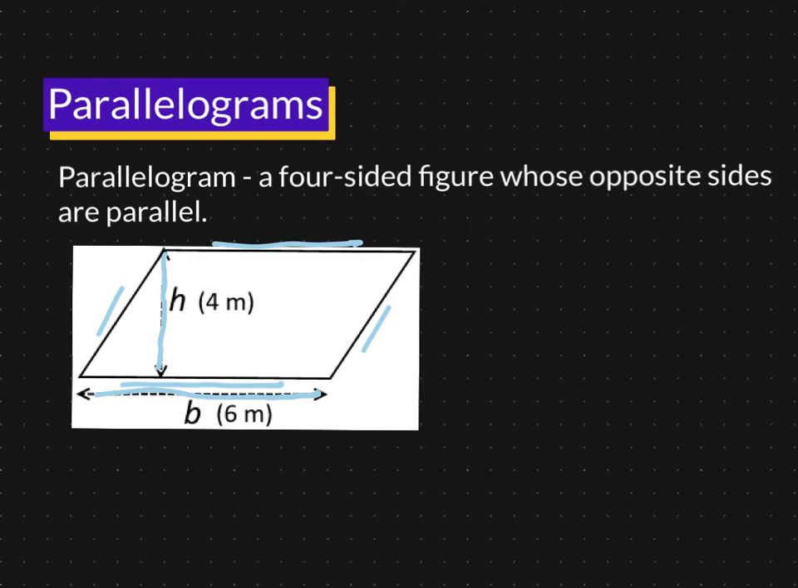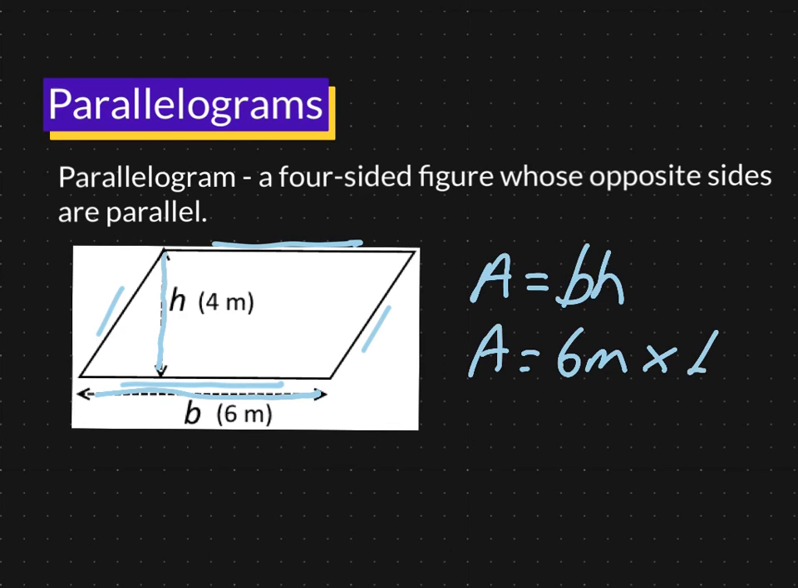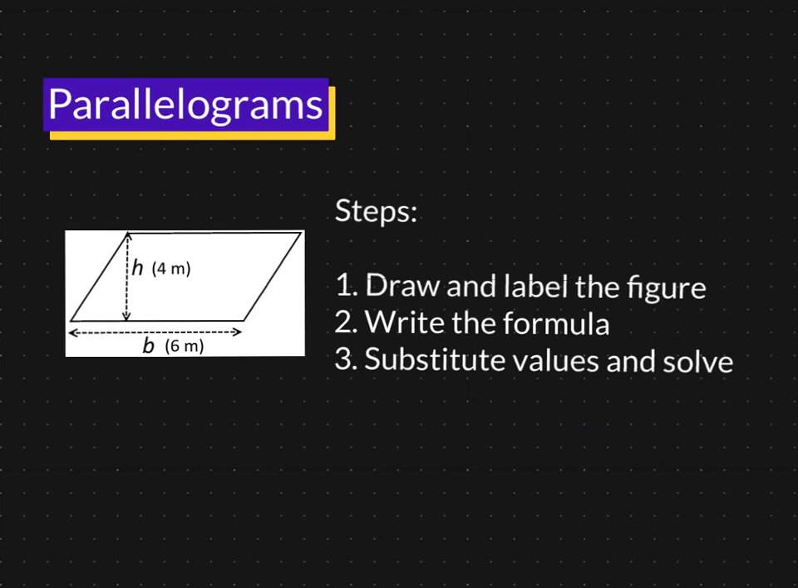So to find the area of a parallelogram, the area is equal to the base times the height. In this case, the area is equal to 6 meters times 4 meters. So the area is equal to 6 times 4 is 24, and meters times meters is meters squared. 24 meters squared.